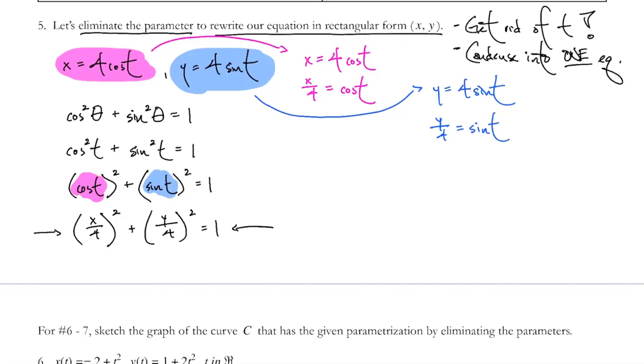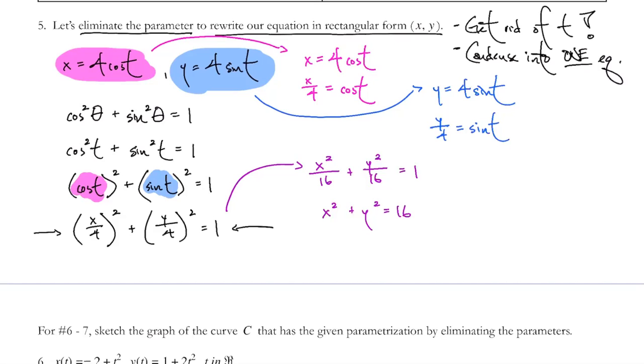Now, this means that we have eliminated the parameter. And what we have now is an equation in rectangular form. It has x and it has y, okay? As a little side note, I just want to expand this equation a little bit. So x squared over 16, so I square that term, plus y squared over 16 equals 1, okay? Now I'm going to multiply both sides by 16. So I get x squared plus y squared equals 16, all right?